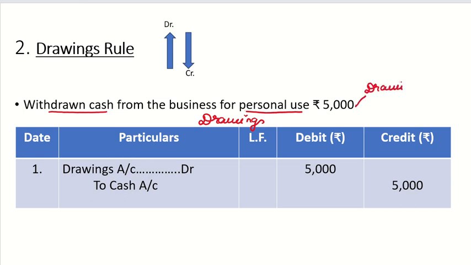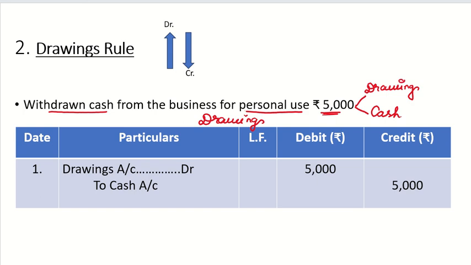Drawings account. And the second account which gets affected is what? Cash account, because we are withdrawing the money in the form of cash. So here, cash account gets affected. Fine. Now we'll see what are these drawings.